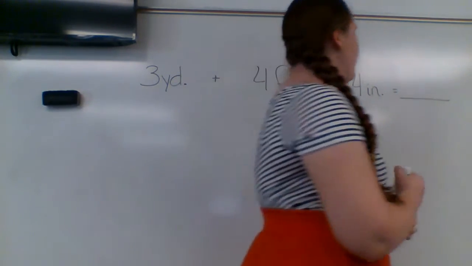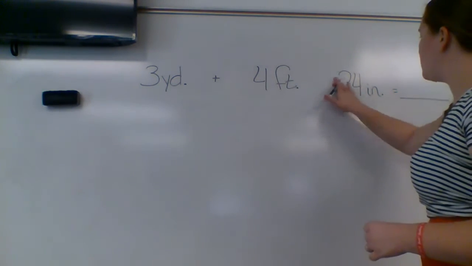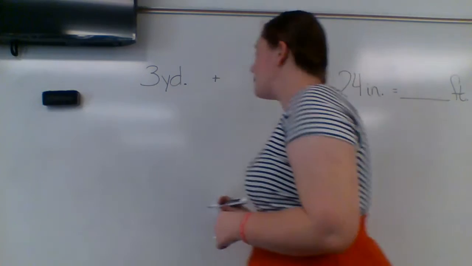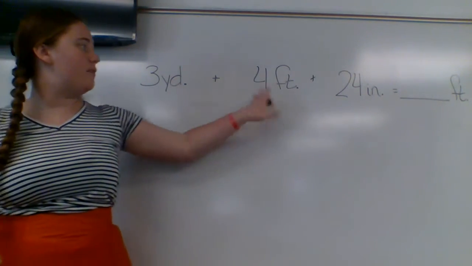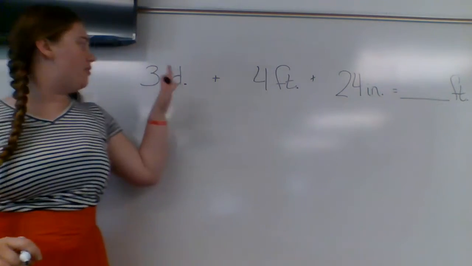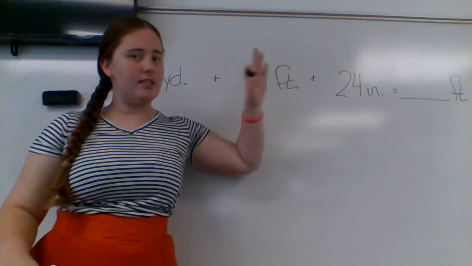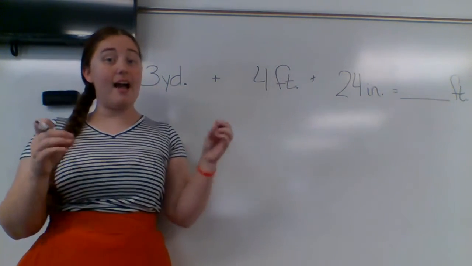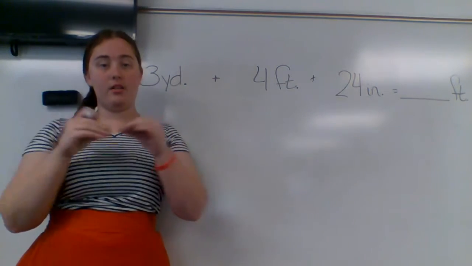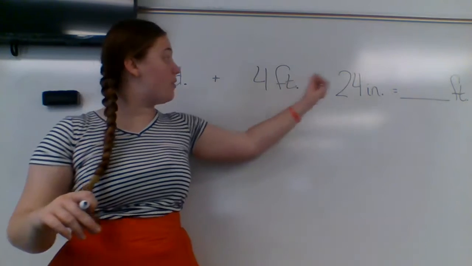So let's put the feet down. FT is feet. And let me just rewrite this addition sign over here. So we have 3 yards plus 4 feet plus 24 inches. Well, this is in yards, and this is in feet, and this is in inches. I can't just add my yards, feet, and inches together like that. I have to make them all one unit. They have to either all be yards, all be feet, or all be inches.